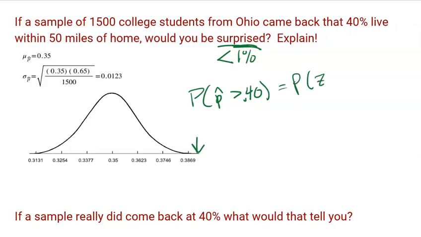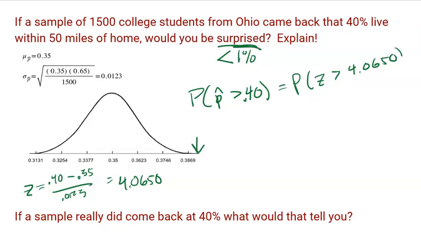So I've got to find the z-score for 40%, which I hope you could already tell is off the charts. So it's going to be taking the difference, 0.4 minus 0.35, divided by 0.0123, and you get a z-score of 4.0650, which, like I said, is off the charts, unbelievably high.